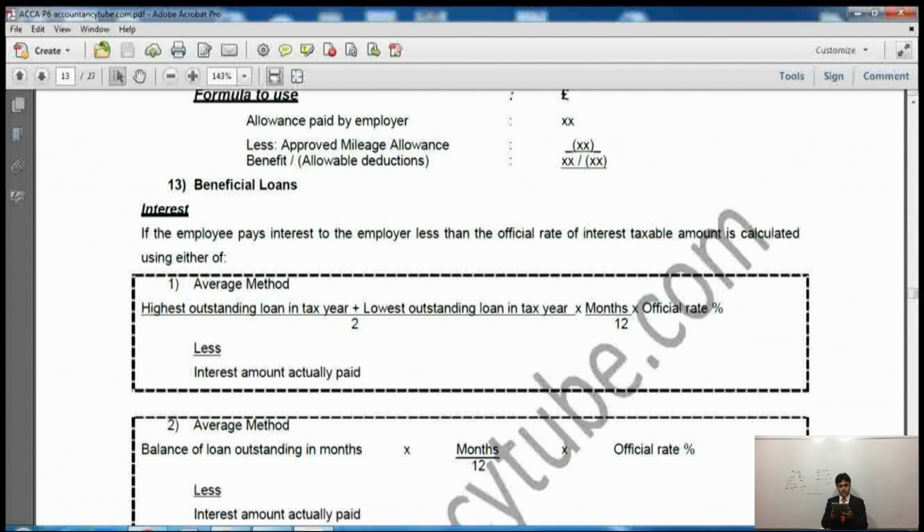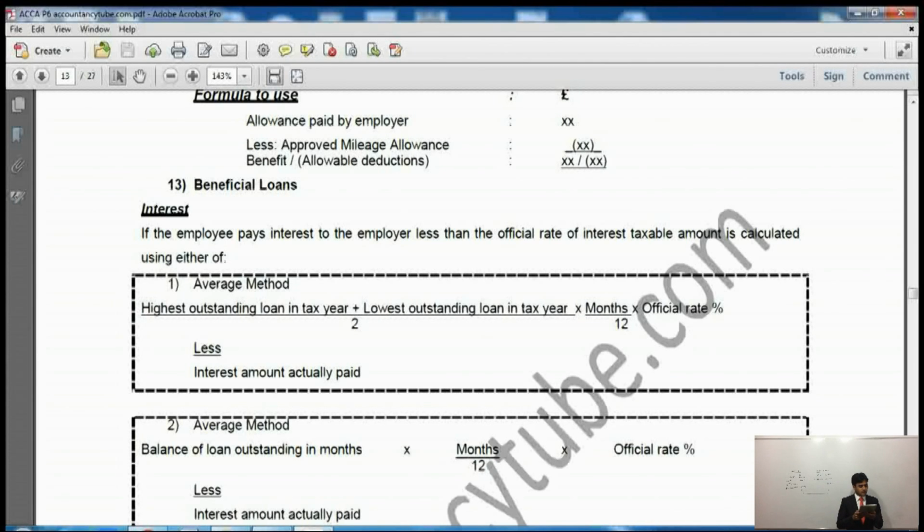After that, it gives a formula to use, showing how to calculate it. Allowance paid by the employer, as I said, in my case, if my boss was paying me 90 pence per mile, I will have to multiply it by the number of miles I drove in a year, then I will have to deduct the approved mileage allowance, which I will calculate according to the table given above. All right. So it could be a benefit or it could be an allowable deduction.